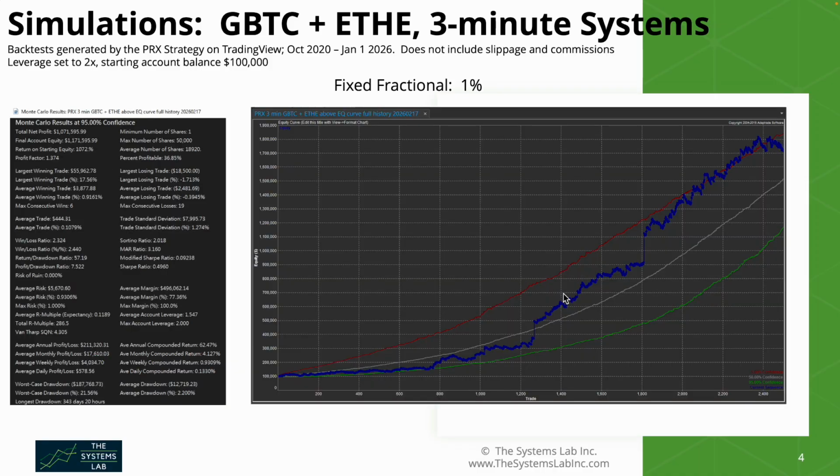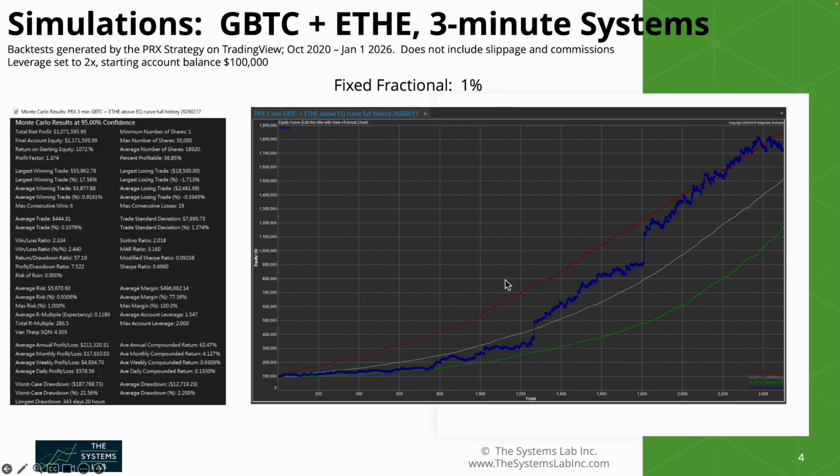Now on the next screen, what we have here is a full Monte Carlo simulation based on 1% fixed fractional risk. Again, we're using leverage set to 2x and a starting account balance of 100,000. On the left here, we see that the average annual compounded return is 62.5% on a worst case drawdown of 21.6%. So this roughly matches what we were looking at on the last screen. So that's some good corroboration there.